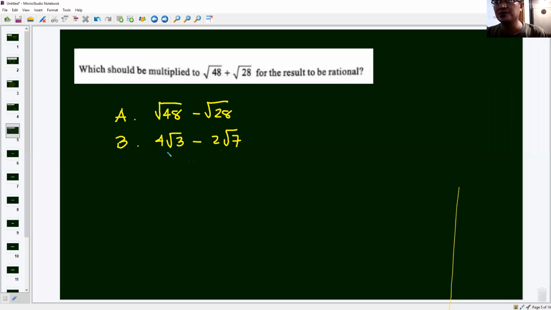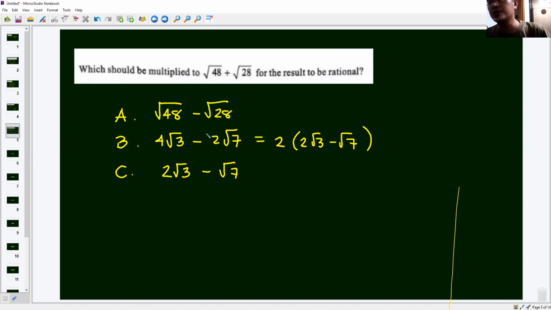Okay ba yan? Pero halimbawa may sumagot ng 2 square root of 3 minus square root of 7. So among the three, the answer would be, of course, letter C. Kasi there's no need to multiply it by letter B kasi this is factorable into 2 quantity, 2 square root of 3 minus square root of 7. No? So meaning enough na pang-multiply yung eto, letter C, para ma-rationalize. So among the three, the answer is letter C.